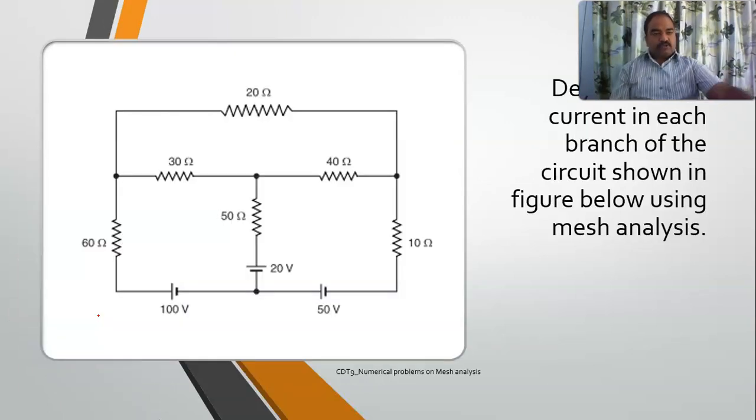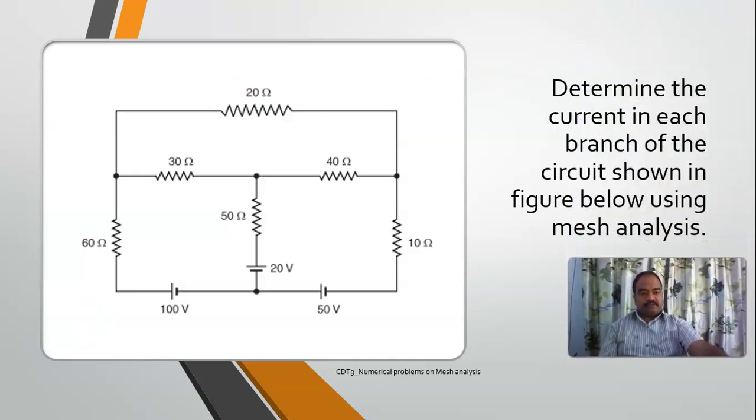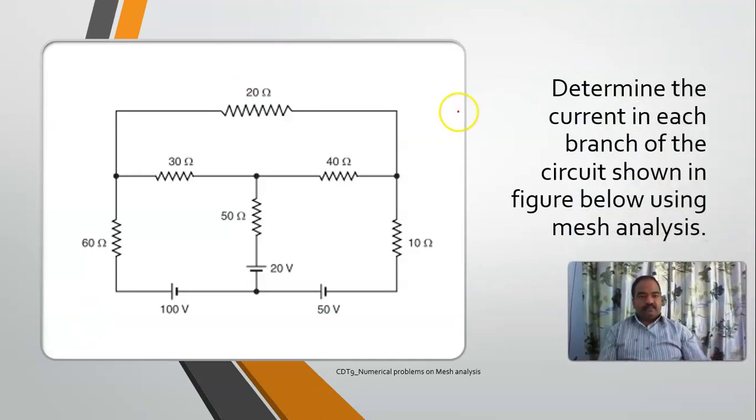So today's problem is this one. Determine the current in each of the branches of the circuit shown in the figure using mesh analysis. So this is your circuit now. You are supposed to do mesh analysis, and you are supposed to determine the current in each of these elements, each of these branches. That will be your job for today.